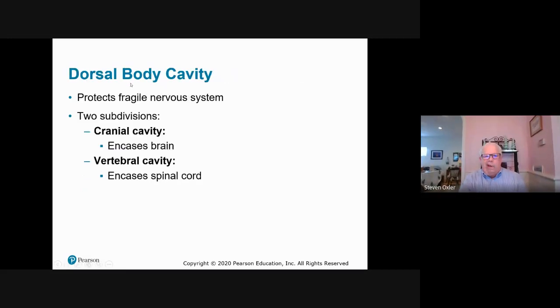The dorsal body cavity. The dorsal body cavity has one function. It protects your entire nervous system. It protects your brain. The part of the dorsal cavity that protects your brain is known as the cranial cavity because that's where the brain lives. The brain is in your head, and that means cranial. The vertebral cavity, a subdivision of the dorsal body cavity, is in your back, and that's where your spinal cord is. So the dorsal body cavity encloses the nervous system. The cranial cavity encloses the brain. The vertebral cavity encases the spinal cord.